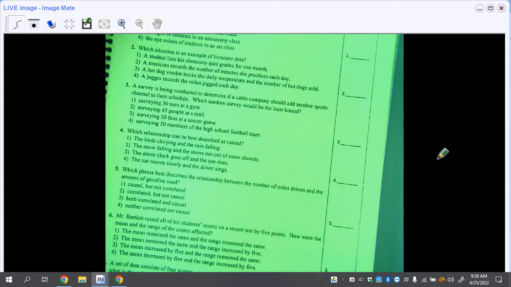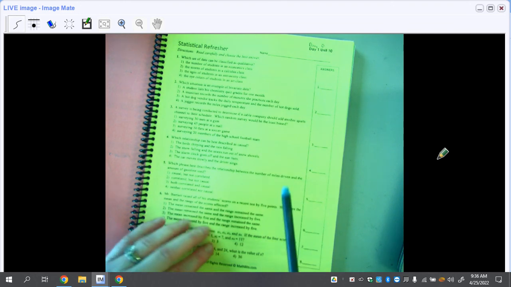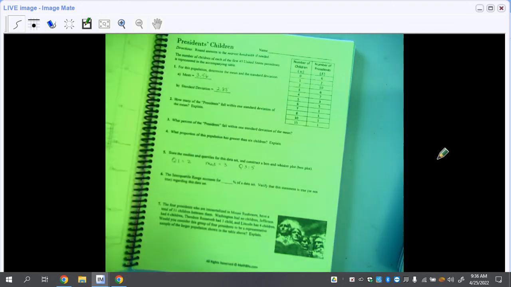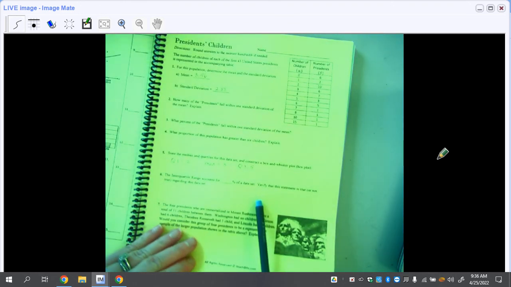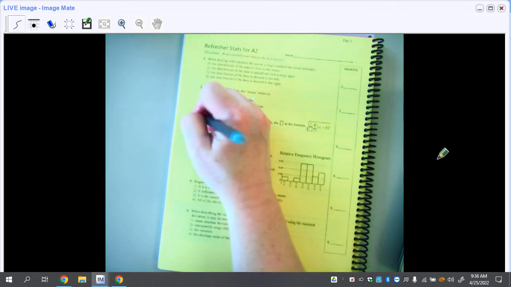All right, so what I'm going to do is I want you to go work on the next couple of pages. I will post the answer key for the statistical refresher and the president's children, but I want you to try the other page on your own. So the refresher stats for Algebra 2 on your own, skipping number 3. And I will write that in the assignment, but I will have the answers for the other two so you can check yourself as you are working.